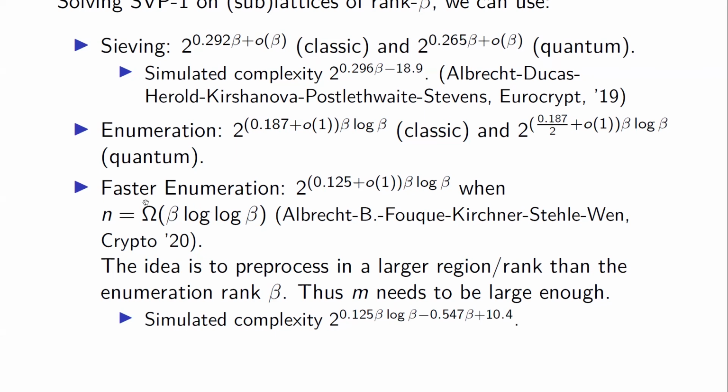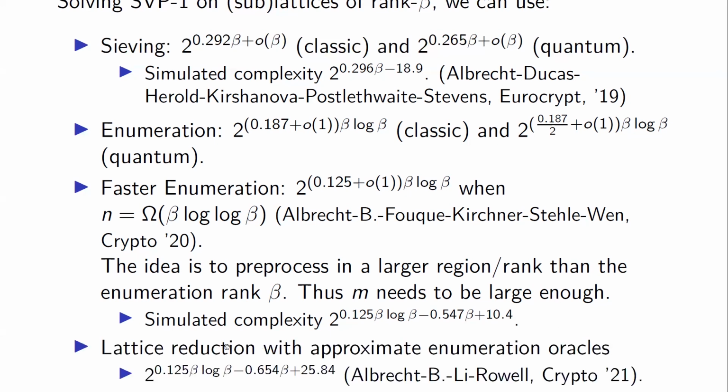Of course, in the asymptotic sense, these algorithms are not really used for the NIST parameters, but in the practical sense we can also simulate the running time of this algorithm, and that gives this simulated complexity where n is a constant times beta. That's because this log beta is also very small in practice. And 0.547 beta plus 10.4 is the simulated result for this little o(1) term over here, times beta log beta, of course.